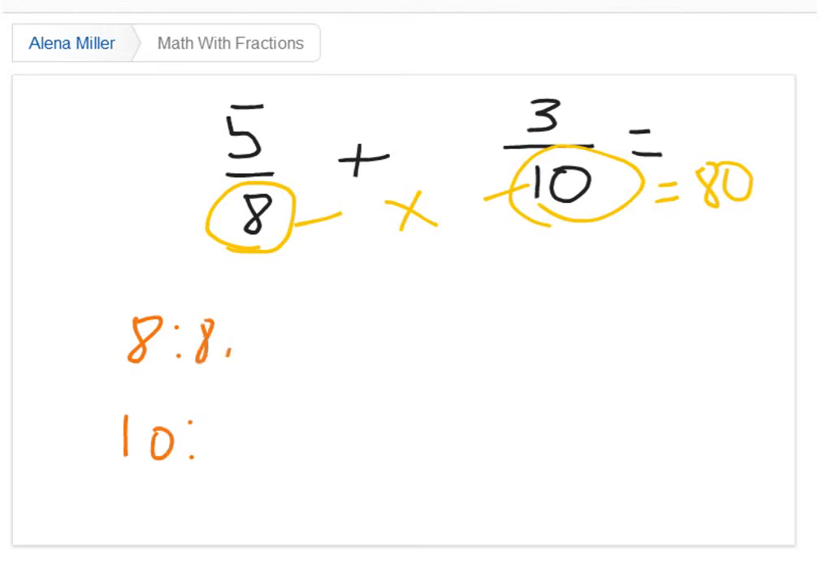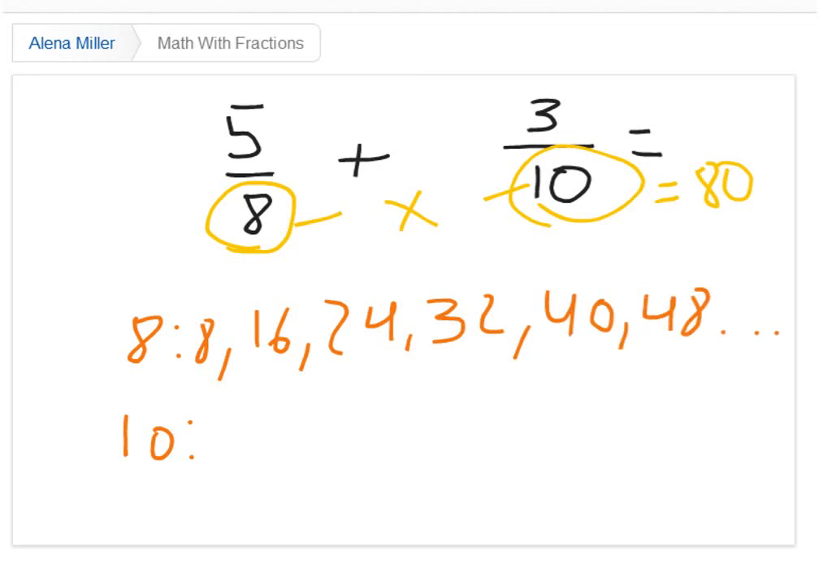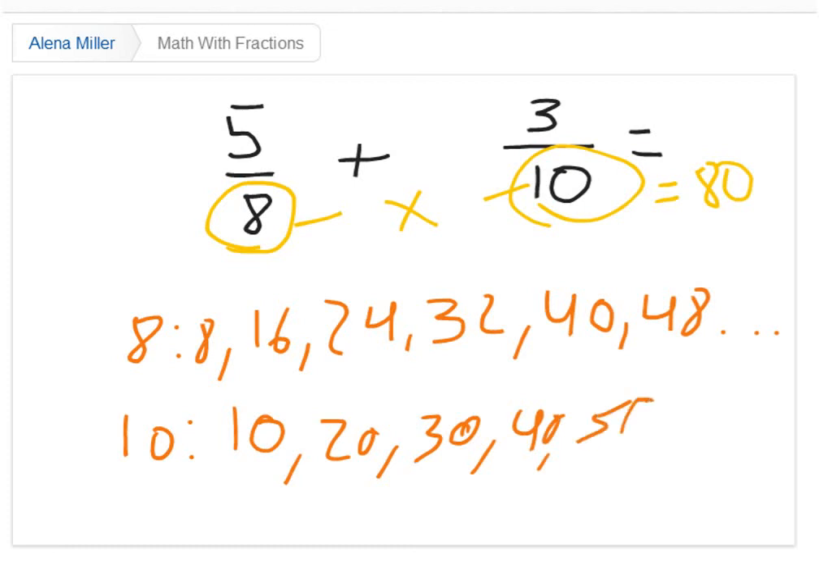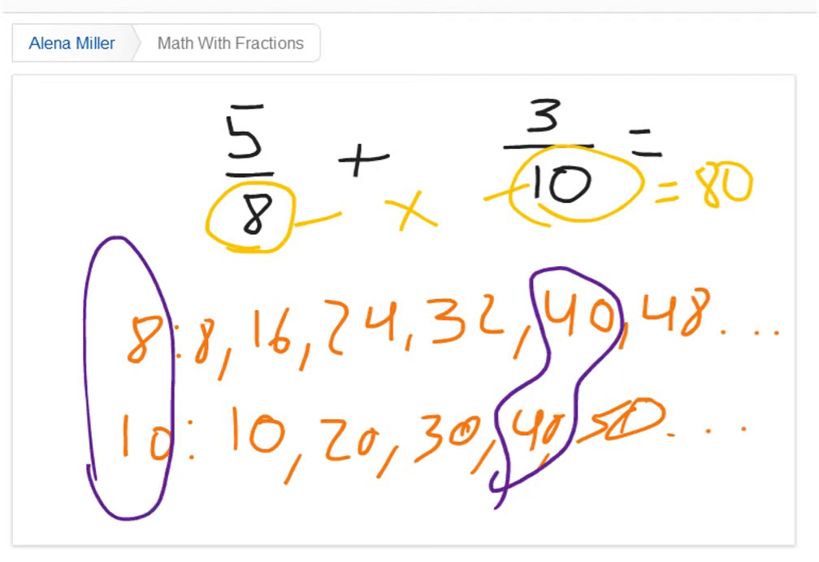8, 16, 24, 32, 40, 48, and so on. For 10, it's pretty easy. 10, 20, 30, 40, 50, and so on. Right here, you can see we have our first number that applies to both 8 and 10.